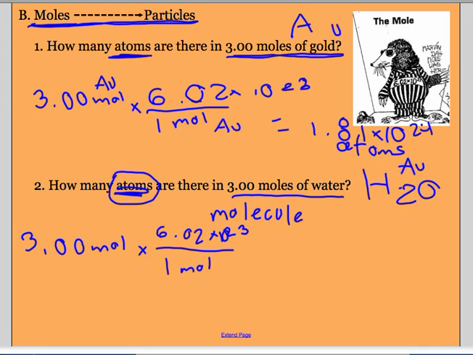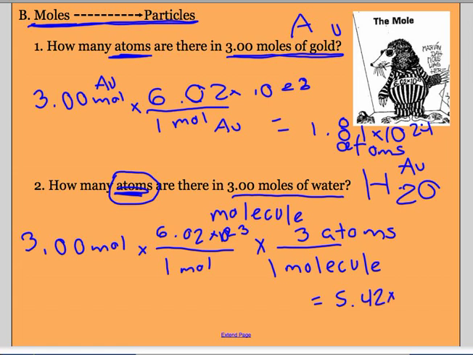So what we have to do is add a little extra step and say that in 1 molecule, how many atoms are there? And just like we did last chapter, this is why I made us do it last chapter, you count them up. So we have 2 hydrogens, 1 oxygen, and that means that we have specifically 3 atoms. Again, you only do this if they make you. You do not do this otherwise, because that's just wasting your time. And if you do that, we should get 5.42 times 10 to the 24th atoms.